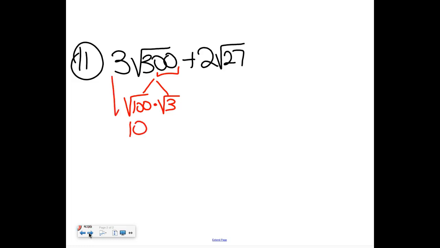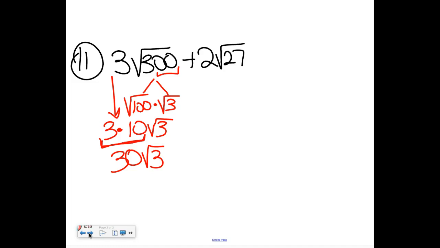We bring down the 3, that goes in front of this 10 here, and I'm going to bring down the square root of 3. We can continue this problem. We know 3 times 10 here, that's going to give us 30, and the square root of 3.